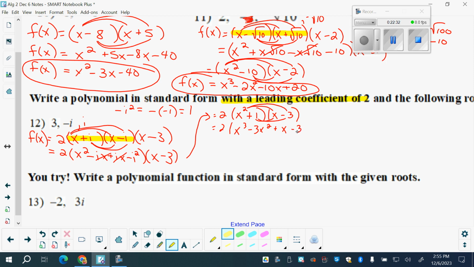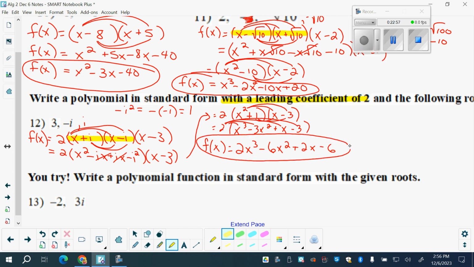Yes. So now let's simplify it already. And then what do we do with the 2? Just distribute. So we're just going to distribute the 2. So we get 2x to the third minus 6x squared plus 2x minus 6. And that is your answer.